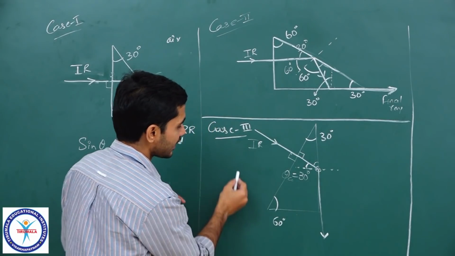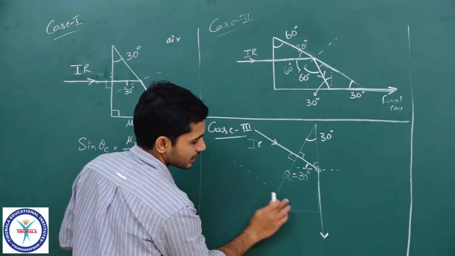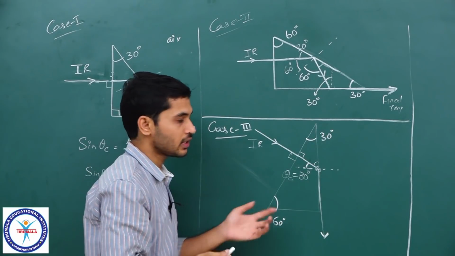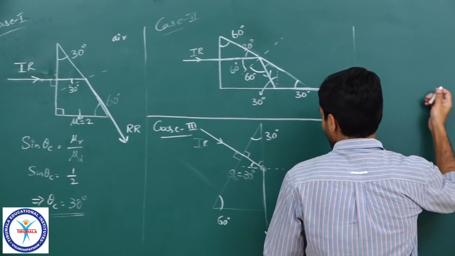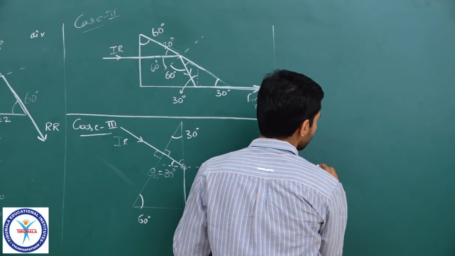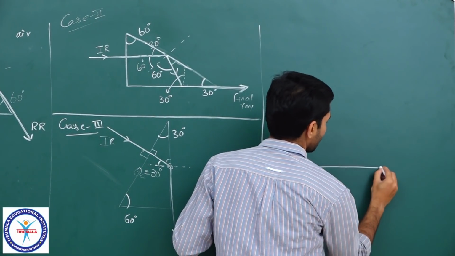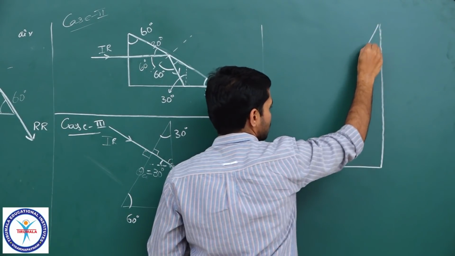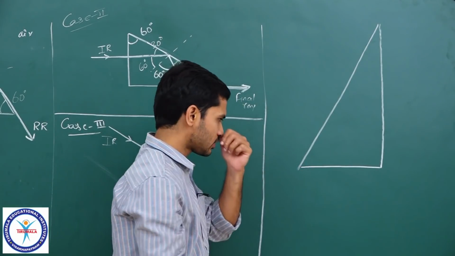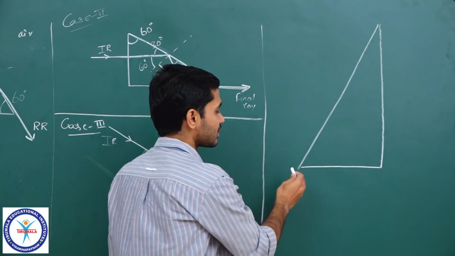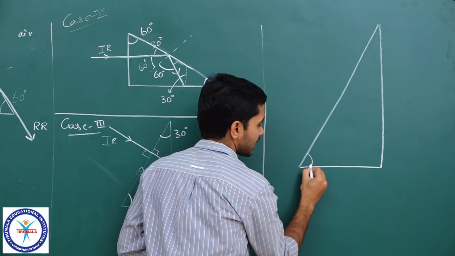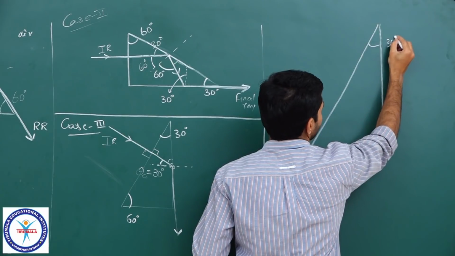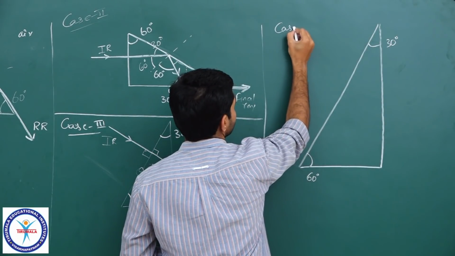So what I am saying is, this light ray is incident in this manner, it enters into this prism and strikes this surface instead of this surface. Okay, let us see that. So for that I will draw the diagram a little bit bigger. So let us say this is the prism like this. So the same prism, I am just drawing it slightly bigger. So this angle is 60 degrees, this angle is 30 degrees, and this is case 4.